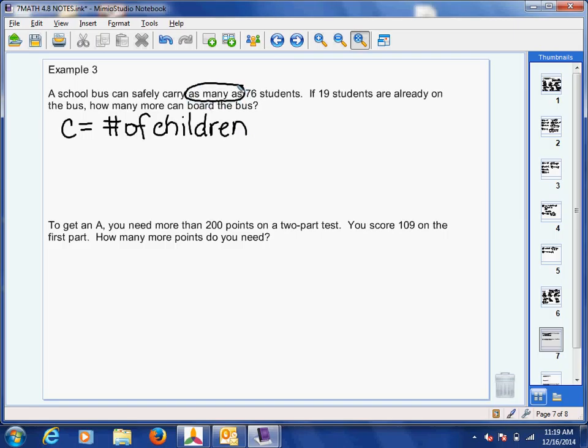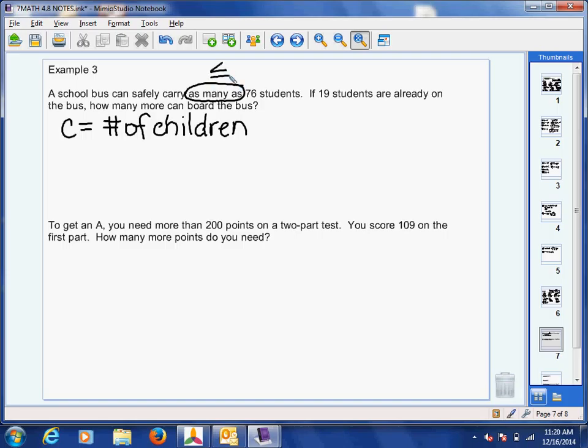So the bus has a total capacity of how many students? Does the bus have to be full? It does not have to be full. It can be full, but it doesn't have to be. So can we put more than 76 students on the bus? No. Can we put exactly 76? Can we put less than 76? What's the inequality symbol that means "as many as"? Less than or equal.